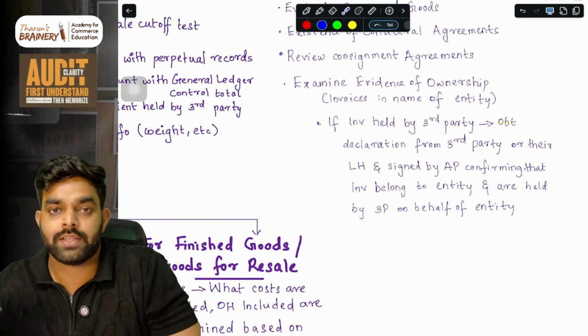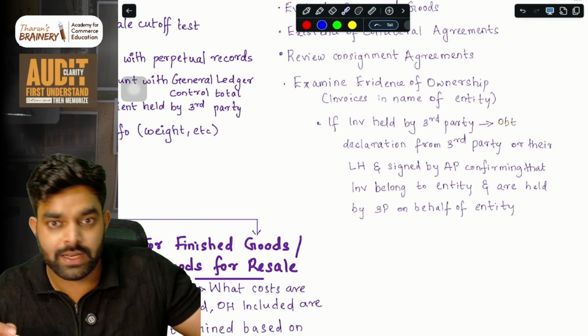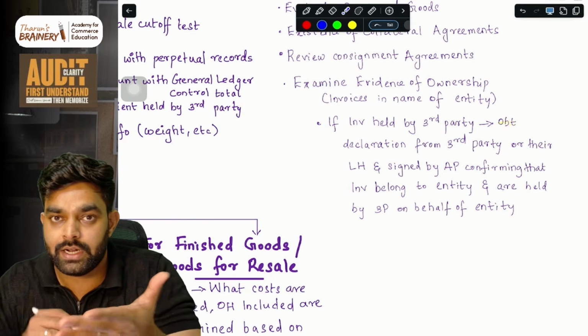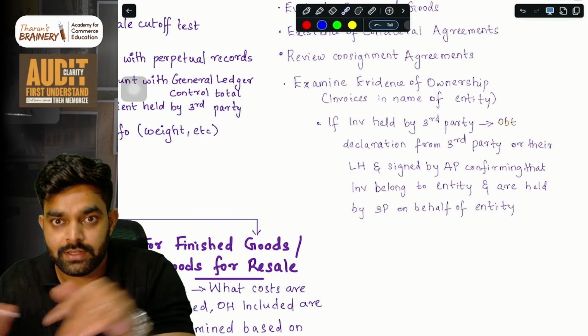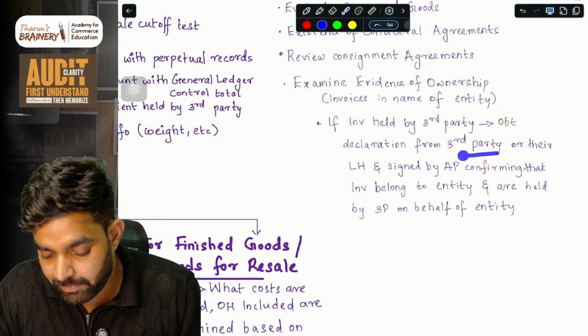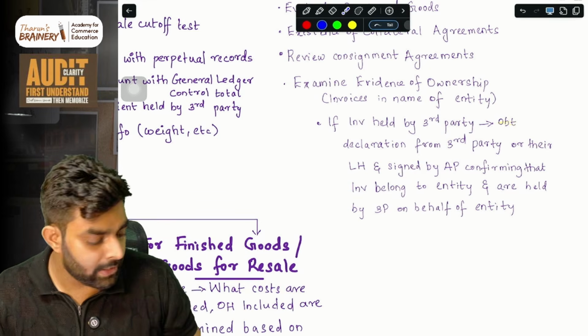So if it is actually correct, the third party will take a paper and write, yeah, I am this party and that company's inventory is lying with me, 300 units at the value of this much, and the condition of the inventory is good. Like that, they will give a declaration certificate. So that is your audit evidence. So either it can be from a third party or its legal heir, and signed by the authorized personnel.